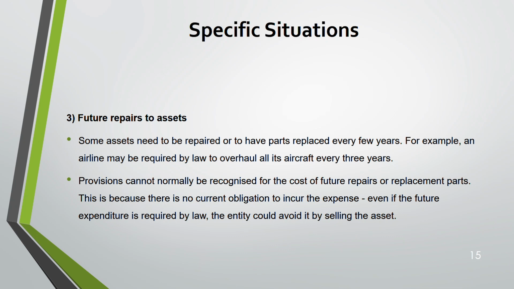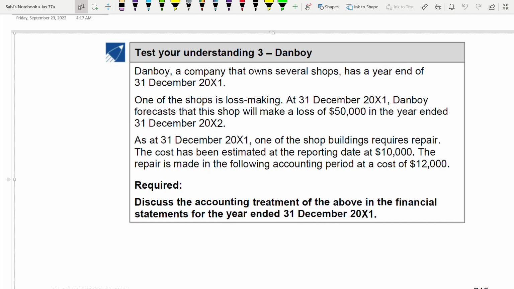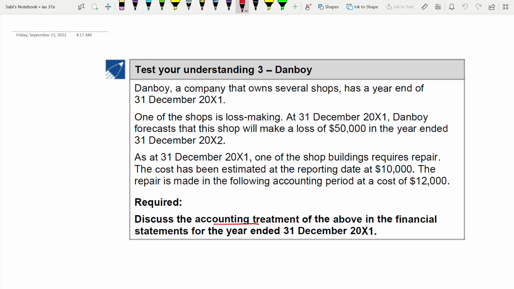Now we will be moving on to two questions regarding the specific situations before we move on to the fourth, that is environmental provision. Test your understanding 3. In this question, you are required to discuss the accounting treatment of the above in the financial statements. So what's happening is a company owns several shops. One of the shops makes a loss of 50,000, and one of the shop buildings requires a repair. The cost was 10,000. The repair is made in the following accounting period at a cost of 12,000.